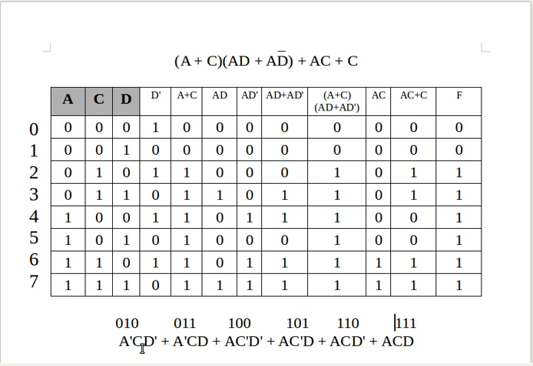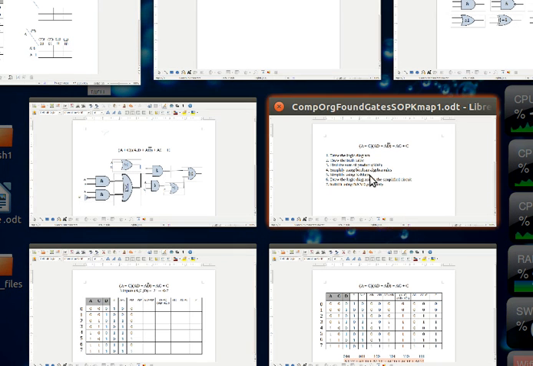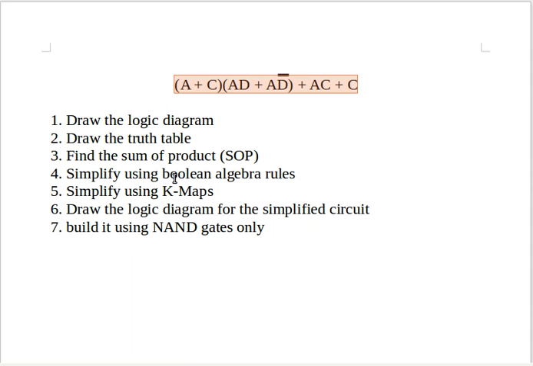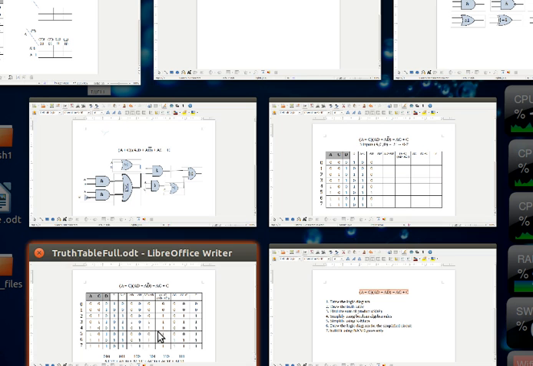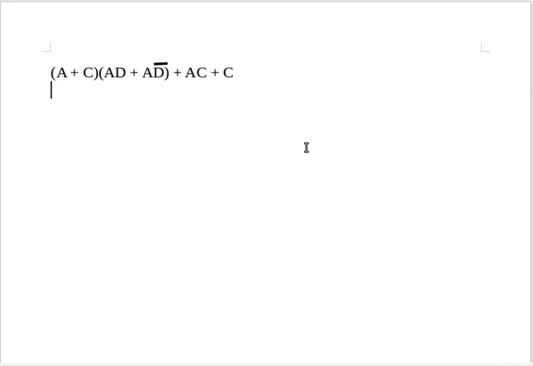Here we go. Sum of product, SOP. This is our equation for the SOP. Now let's see what do we need to do. We need to simplify using Boolean algebra rules. We draw the truth table, draw logic diagram, found the sum of product, SOP. Now we simplify using Boolean algebra rules. Let's see which one of those is. I think that one. Okay.